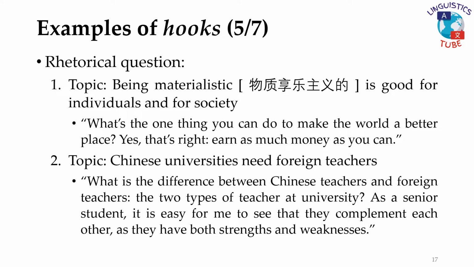The question and answer is very explicit and succinct in this example, but the rhetorical question may not always be so obvious. For example, in the second topic, Chinese universities need foreign teachers. Here, the hook is, what is the difference between Chinese teachers and foreign teachers, the two types of teacher at university? As a senior student, it is easy for me to see that they complement each other, as they both have strengths and weaknesses. Here, the answer to the difference is revealed in the next sentence, and this question and answer will lead directly to the writer's viewpoint that Chinese universities need foreign teachers.